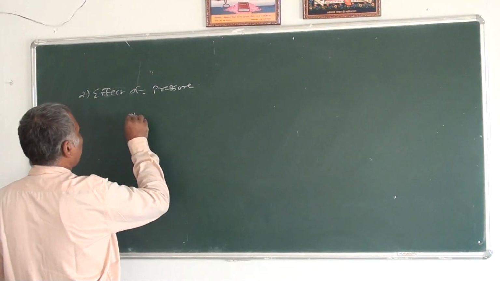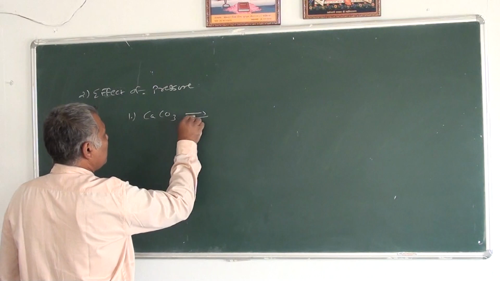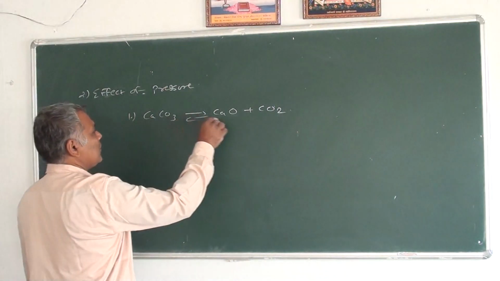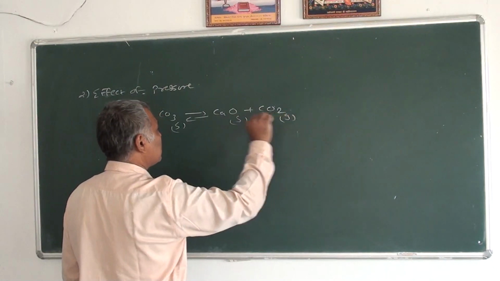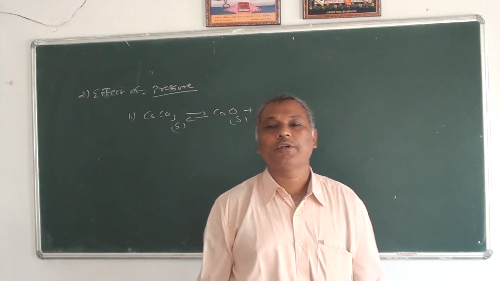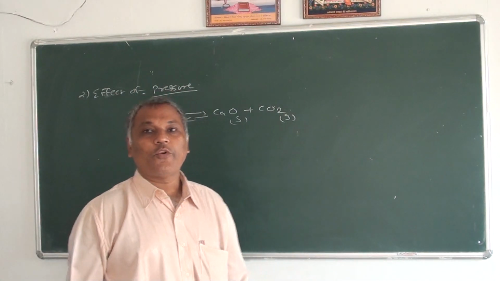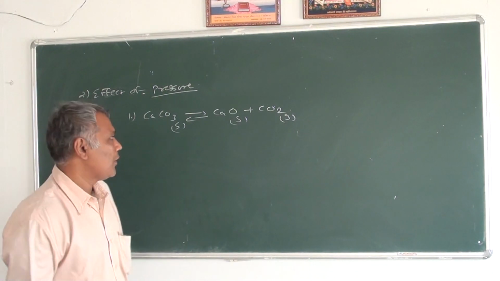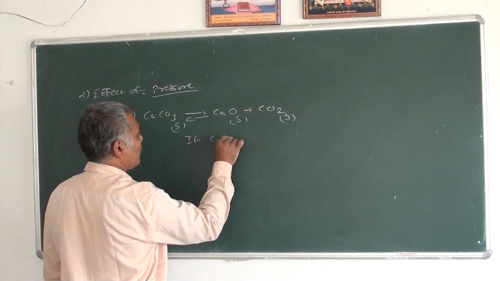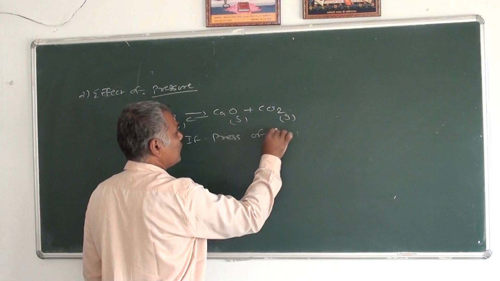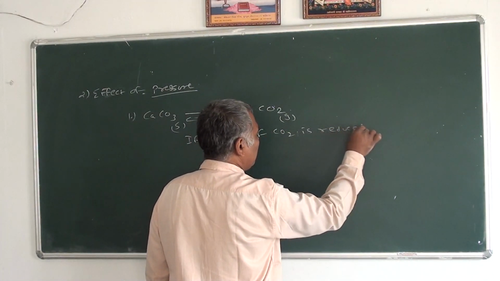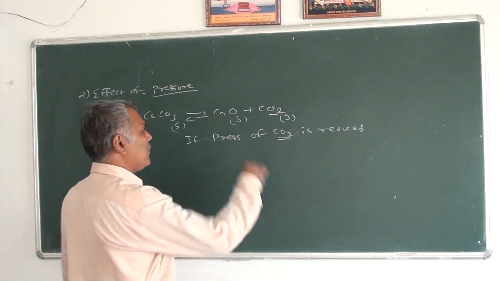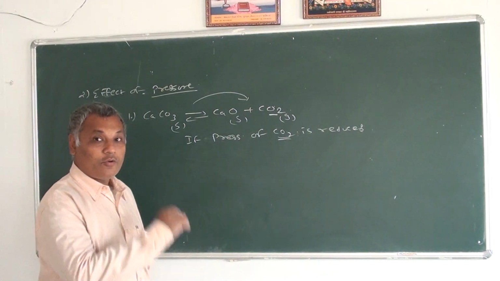The first one, for example, CaCO3 decomposes into CaO plus CO2. Then in this case, what is going to happen? This is solid, solid, gas. The pressure affects only the gaseous component. It does not affect the solids or liquids. So whatever effect you are going to do during the reaction, it's going to affect only the gaseous component. Right? So in this case, if pressure of CO2 is reduced, now see specifically we wrote CO2 is reduced, right? So reduction in CO2, what will happen? It will increase, so reaction will proceed in the forward direction, right?